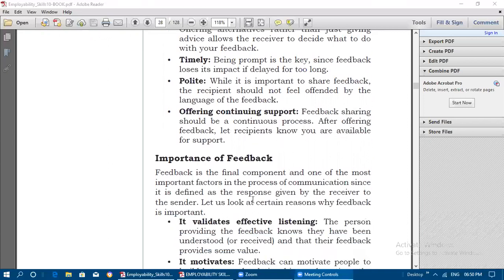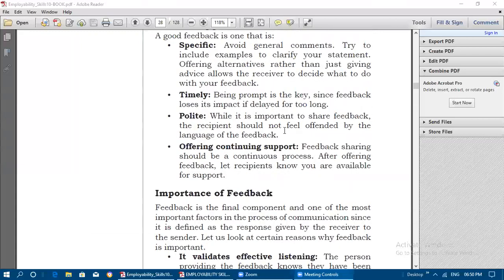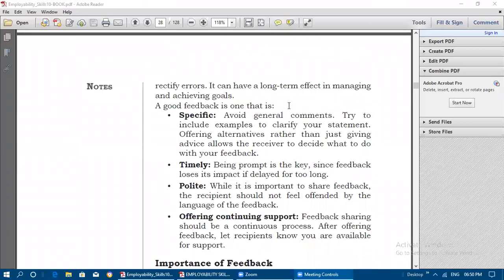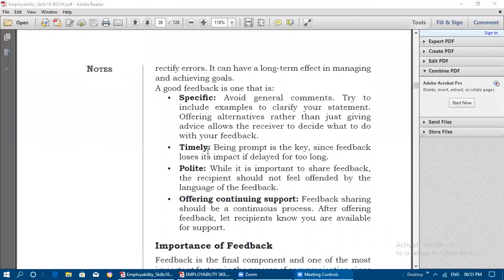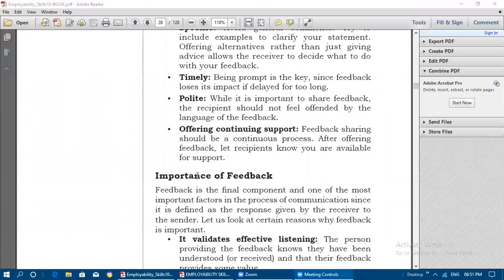Okay, so that means recipients will always be there to give support, so that the sender can achieve his goals or improve his performance. Feedback sharing should be a continuous process. So good feedback should be a good one. When we say it is good feedback, it should be specific, timely, polite, and it should offer continuous support.